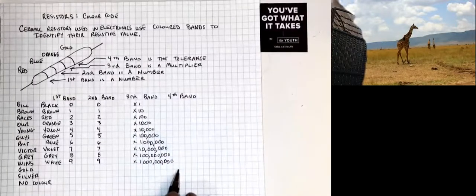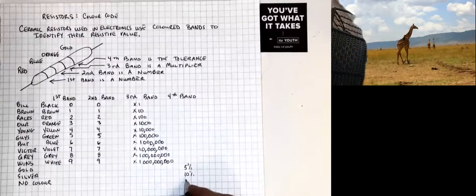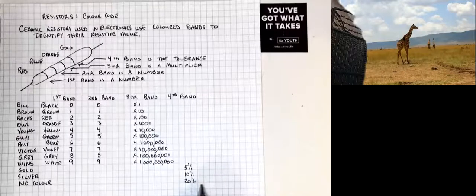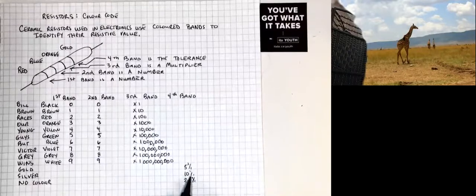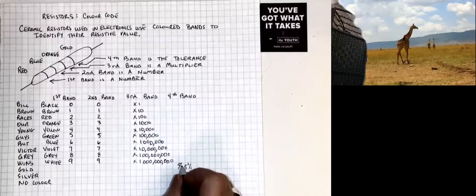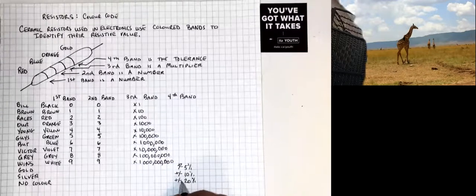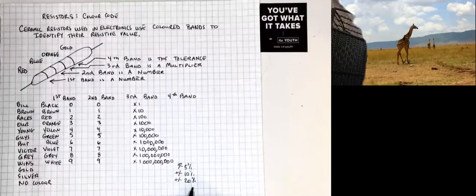So this is where the gold, silver, and no color come into play. And what that means is how much does this resistor actually vary from the value that we calculate from the colors. In other words, is it really close, as in plus or minus 5% of what we thought it was, or is it quite a bit different, maybe perhaps as much as 20% different than we calculate?